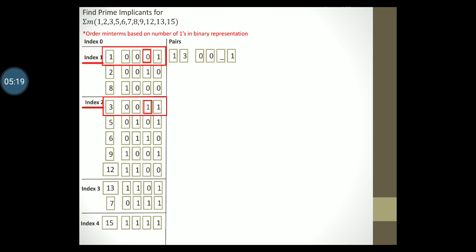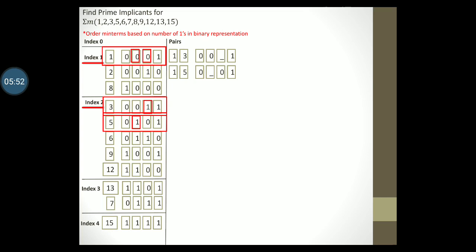Similarly, you can compare minterm 1 from index 1 and minterm 5 from index 2. Notice that minterms 1 and 5 differ in the third bit position from the LSB. So we can write this as a pair 1, 5 and the binary representation can be 0, dash, 0, 1, where the dash indicates the bit that is changing.